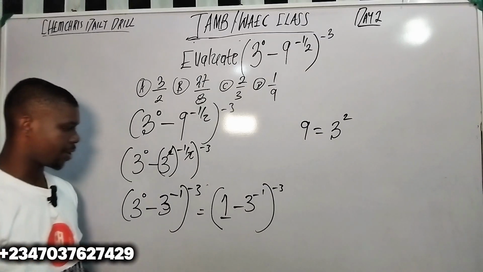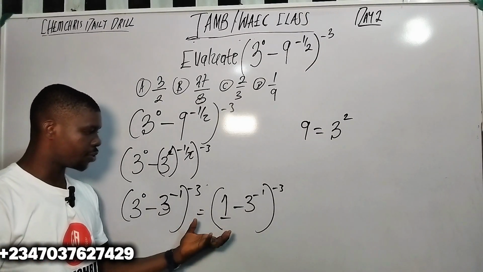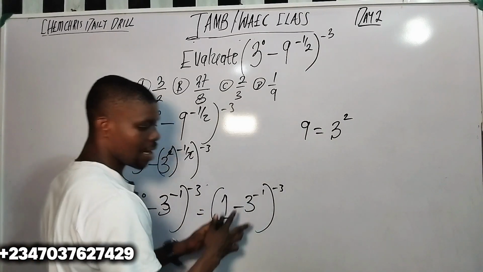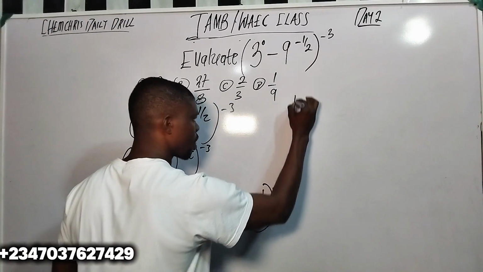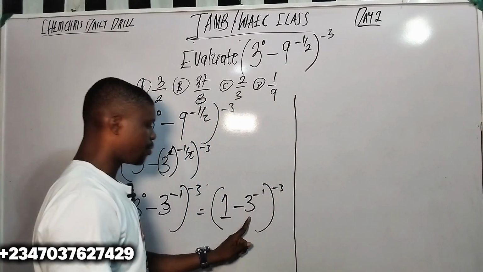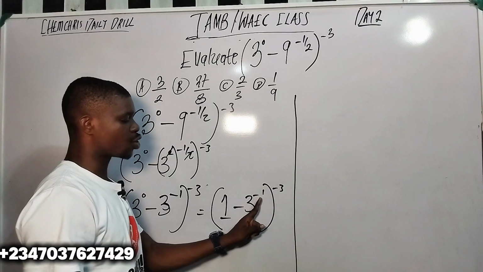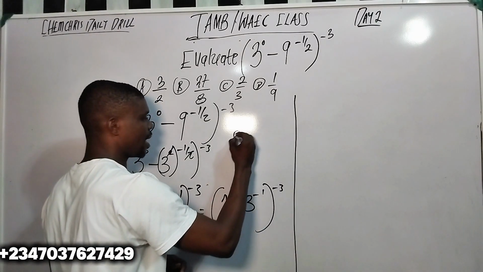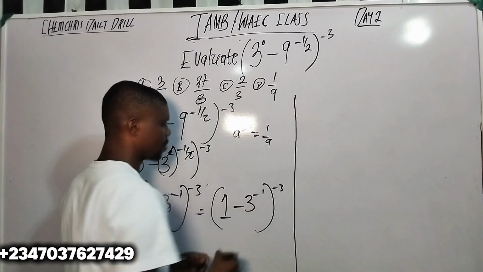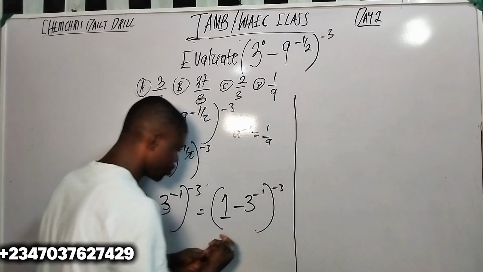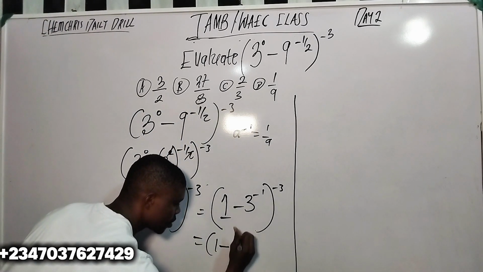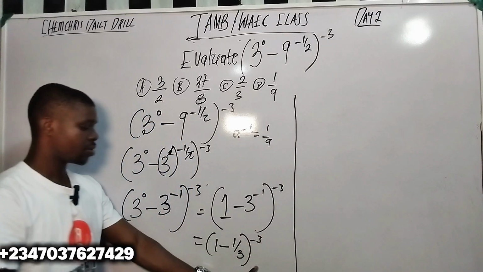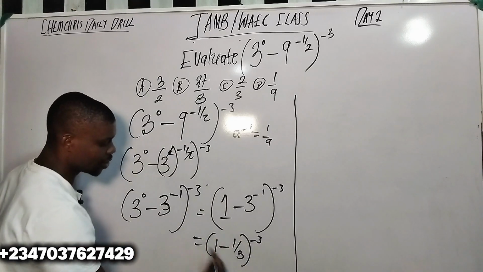So what are we going to do here again? Now, what we know here is that 3 raised to minus 1 is the same as a raised to minus 1 equals 1 over a. So I can write this as 1 minus 1 over 3, right?